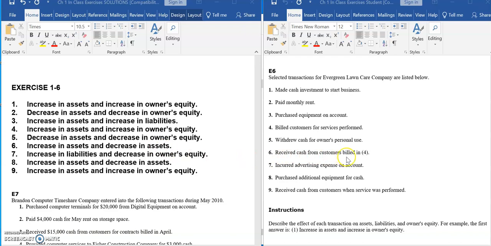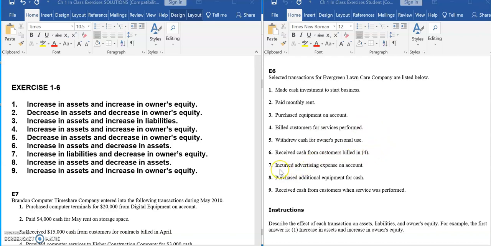Notice that in number 6, we did not record revenues being earned. Revenues were not earned here. The only thing that happened was the customers paid us for revenues that we had earned previously. We can't record revenues again because we would be double recording the revenues.